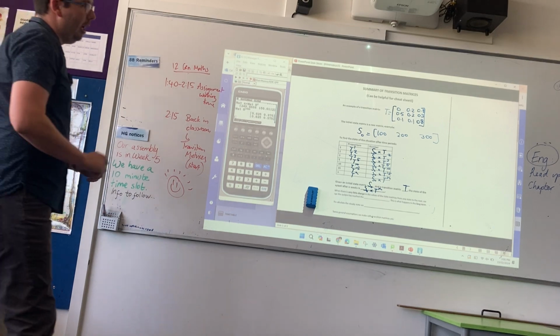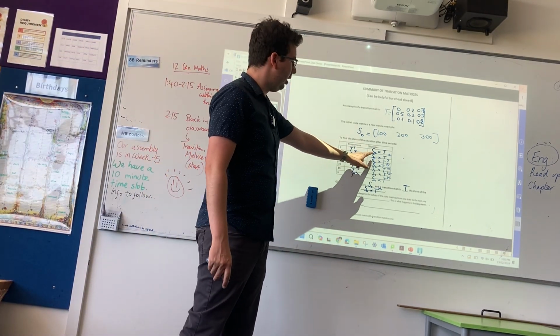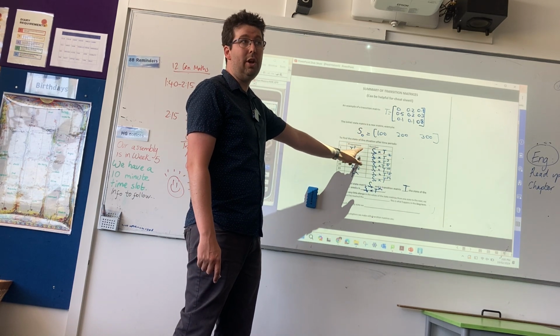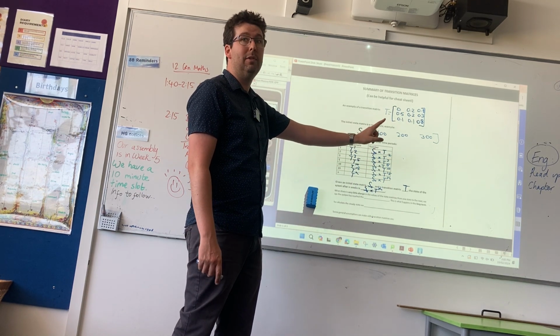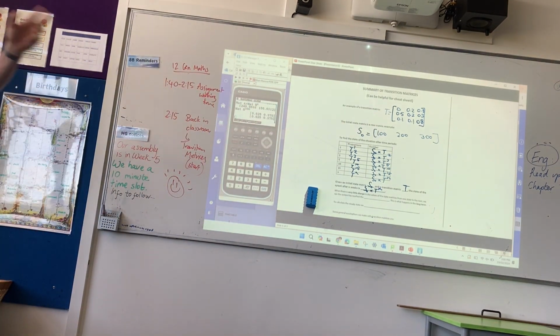Now, trust me on this, and you can go away and look at it. It matters which order this is in. You have to do the SO first, times by t to the power of n, because of matrix multiplication rules. This is like a recap from year 11.